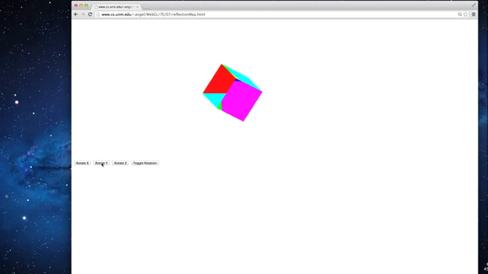That's in a program on the website called Reflection Cube, and it'll give you some idea of how you do cube maps. Okay, so next lecture we'll start talking about bump maps.